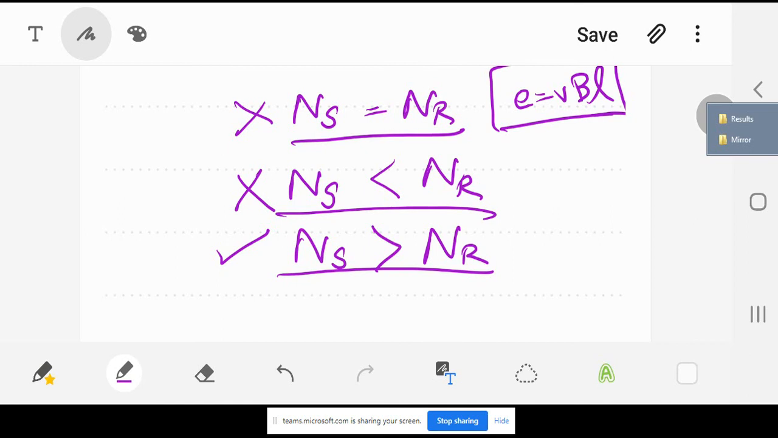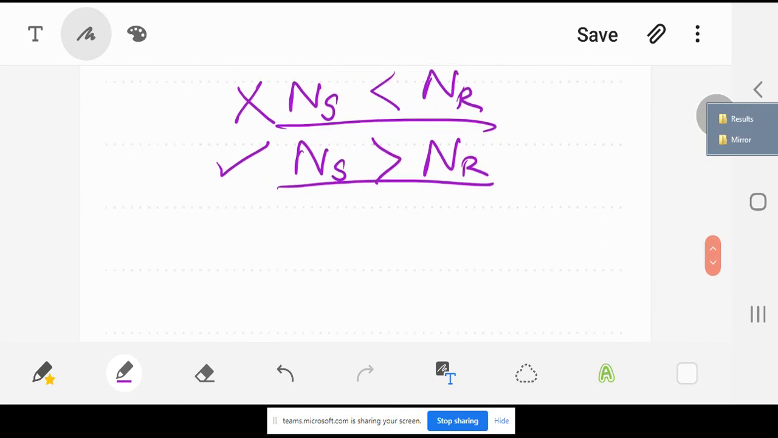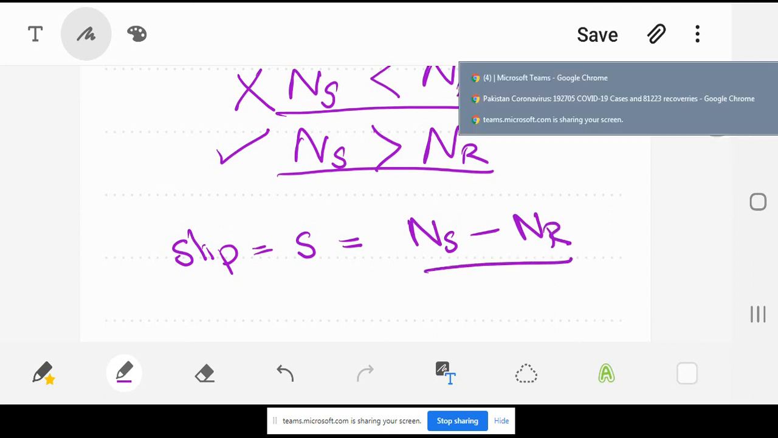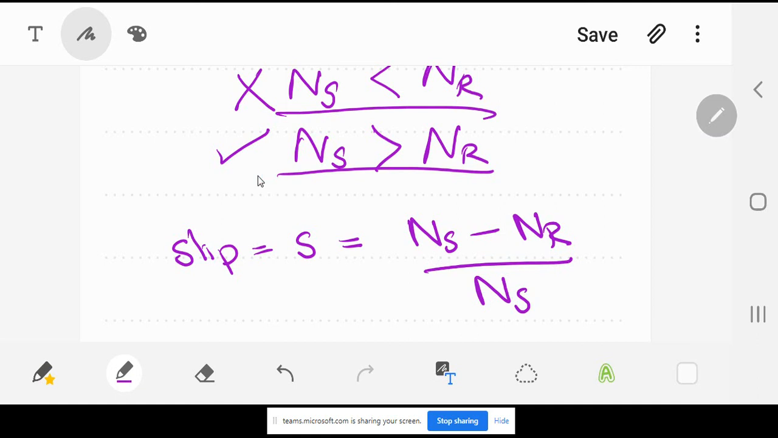So when I calculate the slip of the rotor, this is a very important term. Those of you who have still not gone through the lecture, this is very important. Slip is determined as ns minus nr, the difference between them, divided by ns. So this is just a ratio: the difference between the stator and the rotor magnetic field speeds, divided by ns, because ns is the constant value in this equation. This is called the slip.